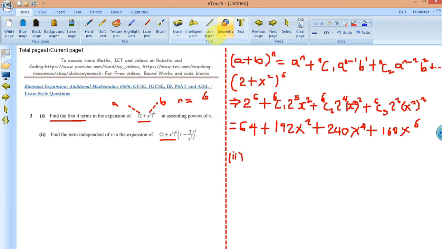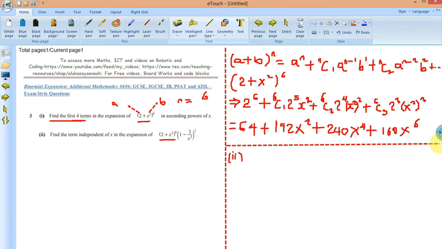Let me demarcate that so that you know this is a new question entirely. So let's go ahead and expand this one here. 1 minus 3 over x squared.